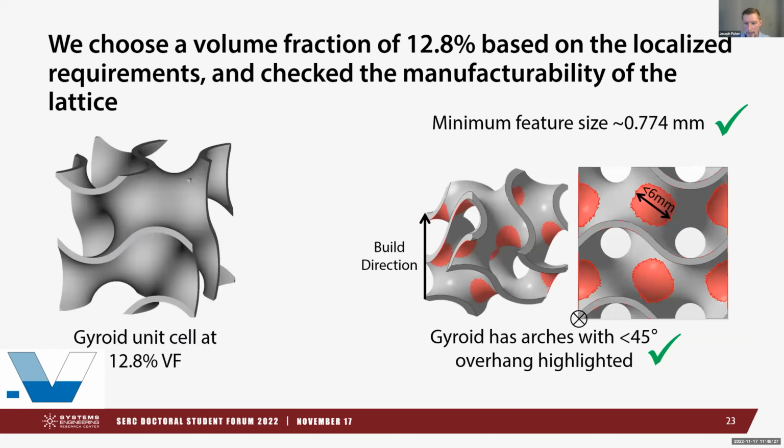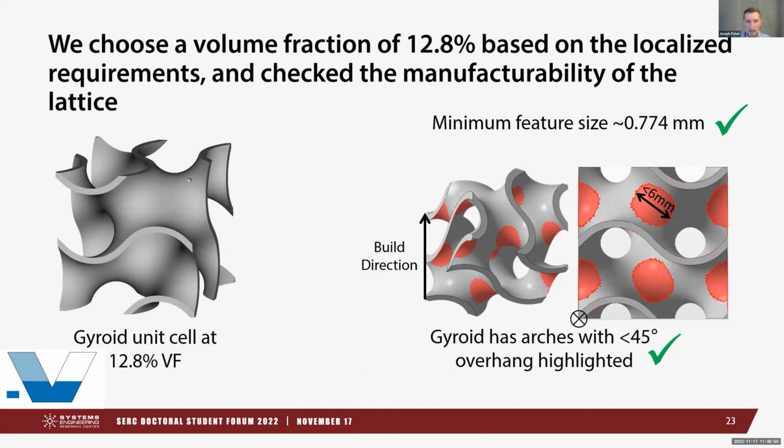So we know what our lattice is, but we still need to define a lot of the other things about it. So we're going to go with a nice cubic unit cell, keep things very simple, and a volume fraction of 12.8% should meet our localized requirements in the domain of the lattice. And then we can check and see if this is manufacturable.